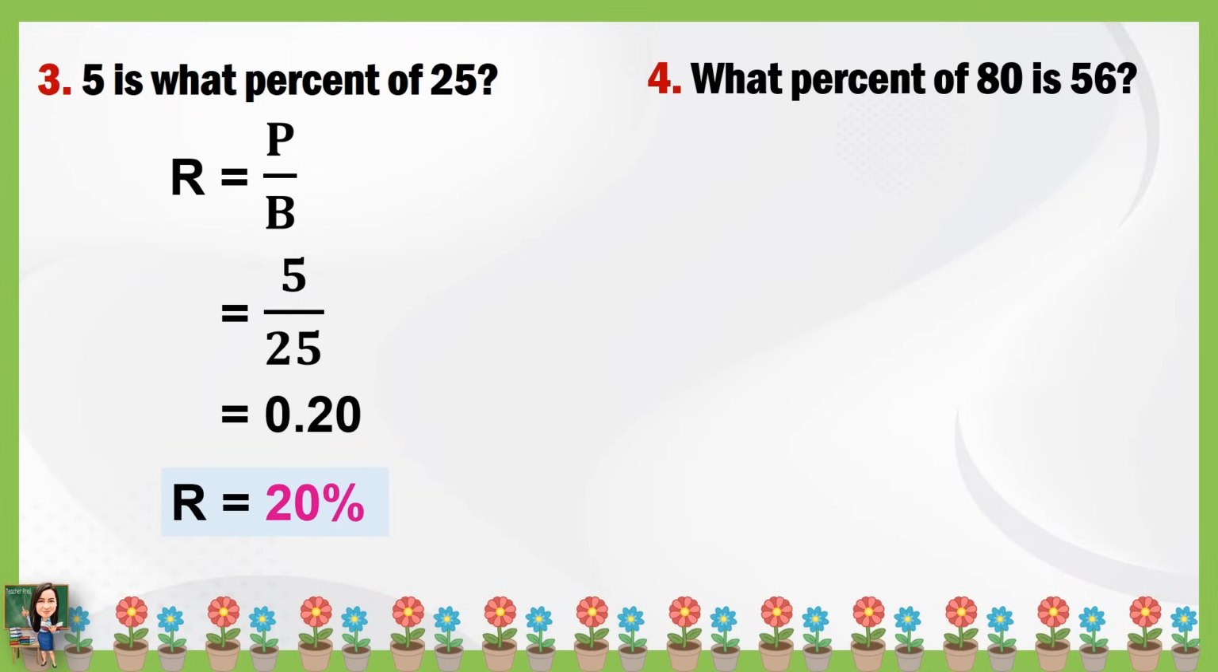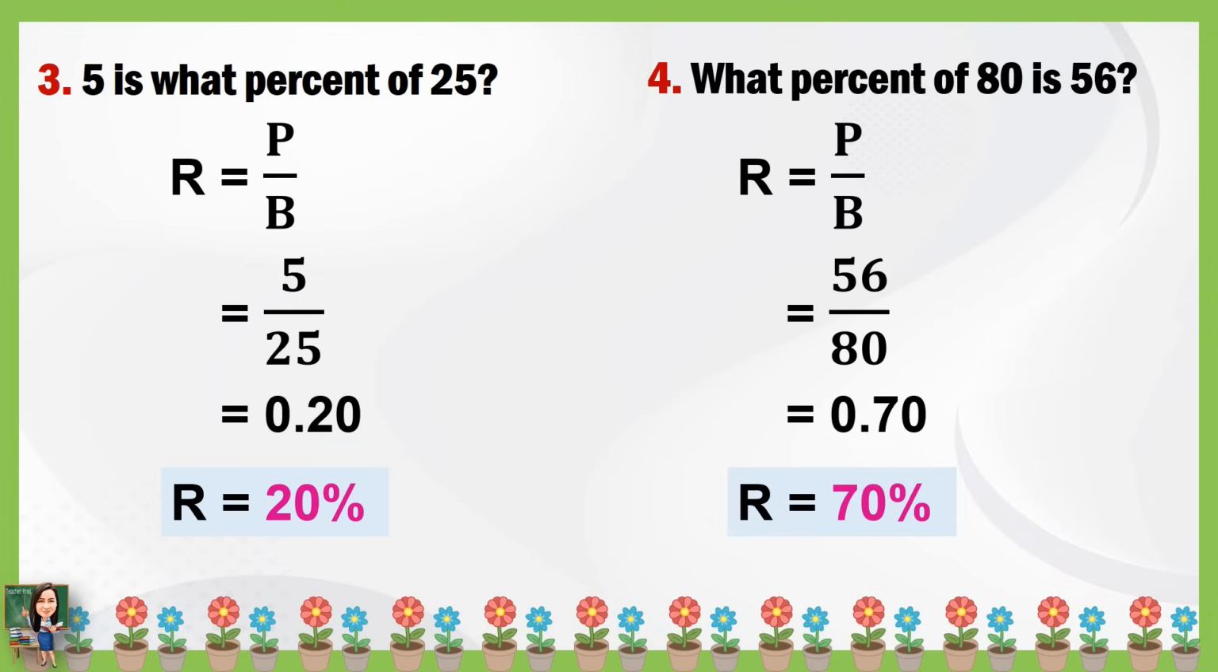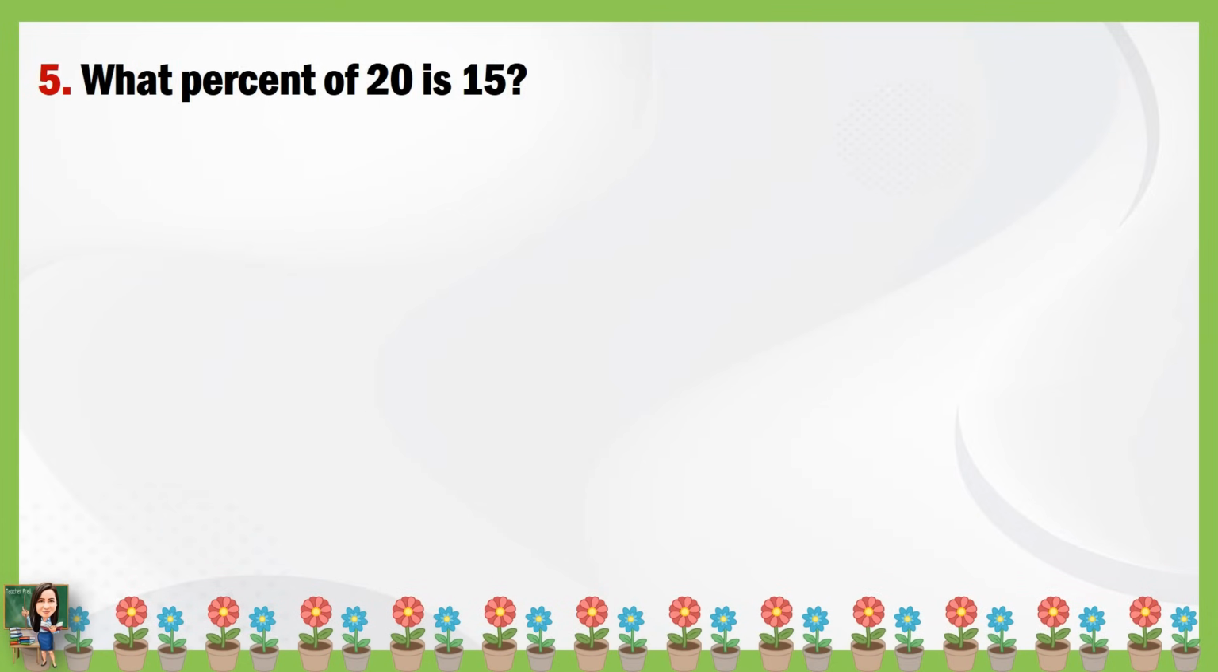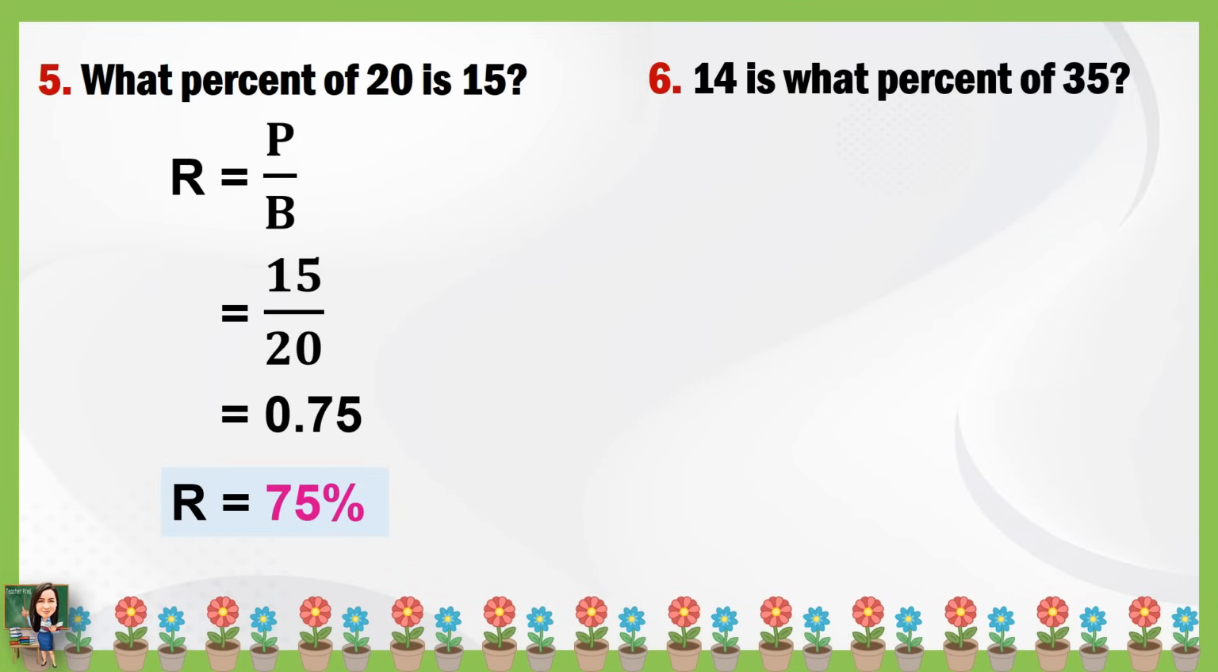Number 4. What percent of 80 is 56? Use this formula. 56 divided by 80 equals 70 hundredths. The rate is 70%. Number 5. What percent of 20 is 15? Use this formula. 15 divided by 20 equals 75 hundredths. The rate is 75%.